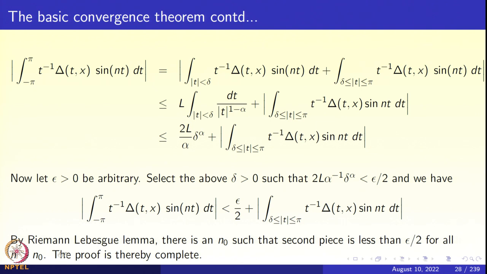So I can select an n naught so large that this particular piece is less than epsilon by 2, and epsilon by 2 plus epsilon by 2 is epsilon. So for n greater than or equal to n naught, this whole thing is less than epsilon, and the proof is thereby complete. So that completes the proof that when you have a Holder continuous 2 pi periodic function, the Fourier series converges pointwise to the given function f of x.